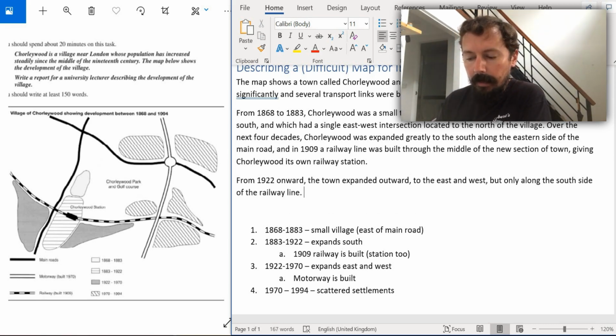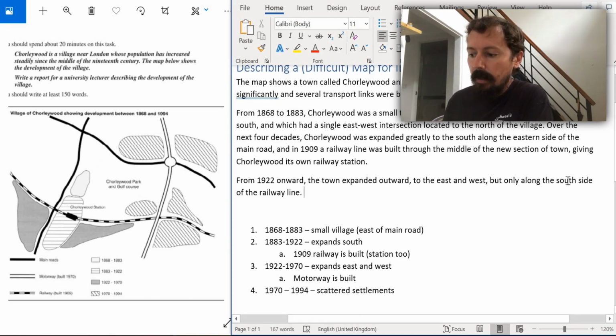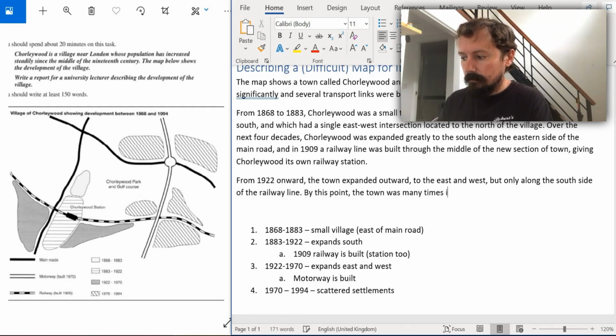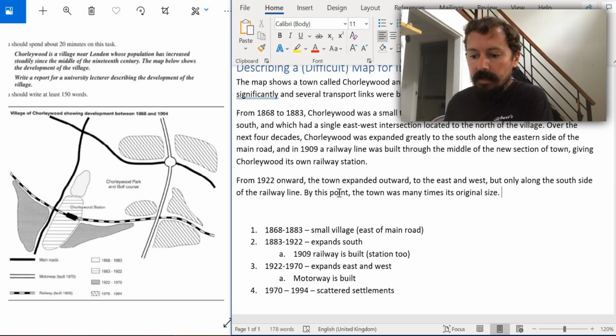So I'll mention then that it's expanding out east and it's expanding out west, but I'll add that extra information. If you look at the railway line here, you can see there's nothing growing on the north side of it, it's all on the south side. So that's worth mentioning here. I'll then say that by now the town, and I think it's changed from a village to a town, is many times its original size.